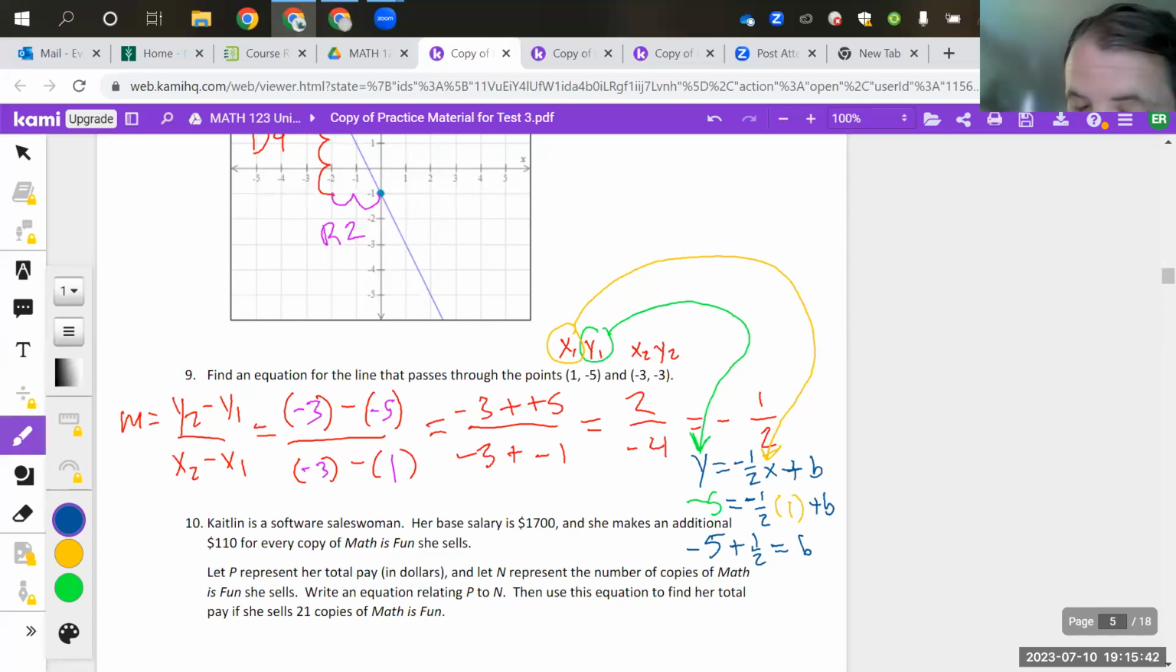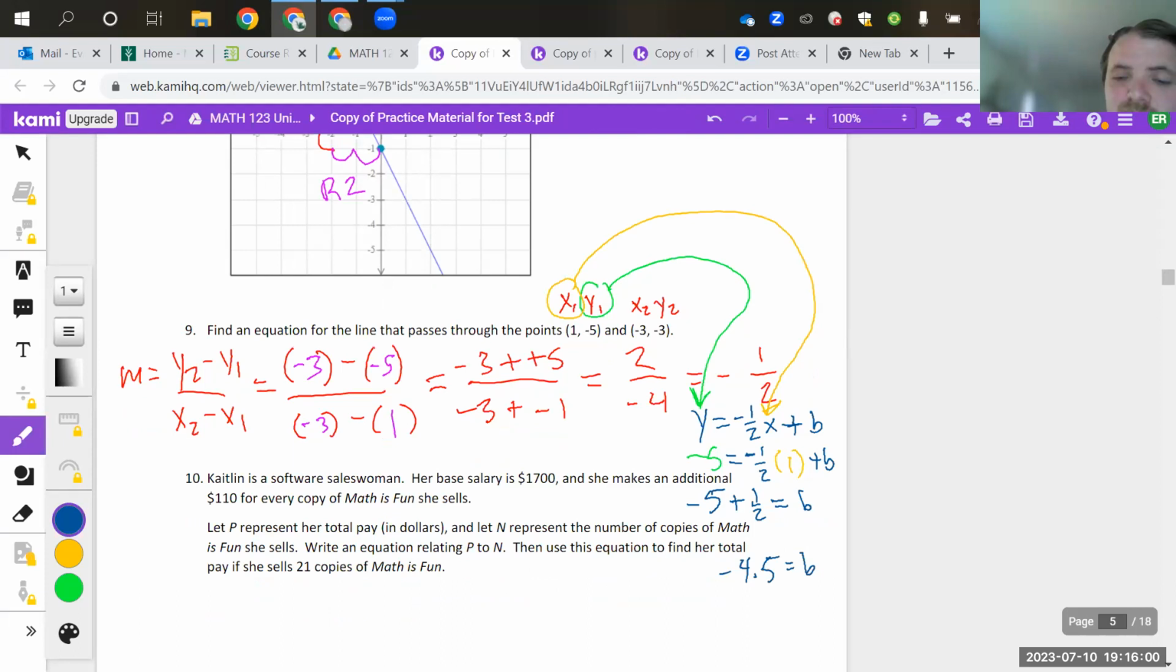Again, I have to move the 1/2 to the other side. So I'm left with a -4.5 equaling b. Now let's check that I'm not screwing this up. Yep. So that leaves me with a final answer of y equals -1/2. You could use -0.5. X minus 4.5. The answer key has -9/2, which is 4.5.